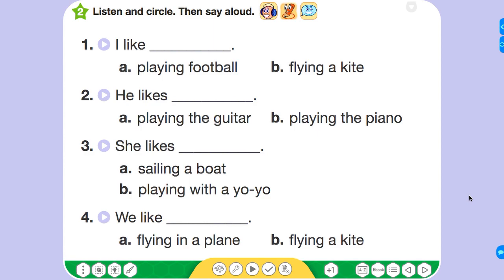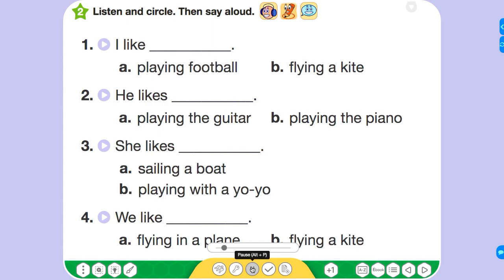Listen and circle, then say aloud. In this activity, you're going to listen to 4 sentences and then choose A or B. Alright, let's read the sentences first. Now, let's listen.